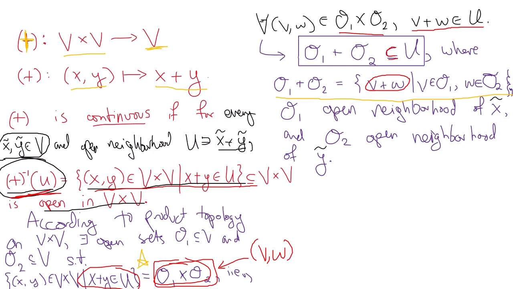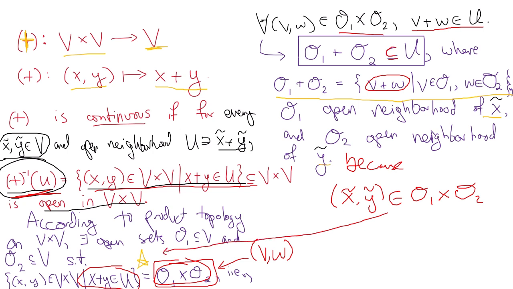Here also note that O1 is an open neighborhood of x tilde because x tilde and y tilde are in O1 and O2 respectively. So maybe I could add this: x tilde, y tilde is contained in O1 cross O2 because, again, these sets are equal.